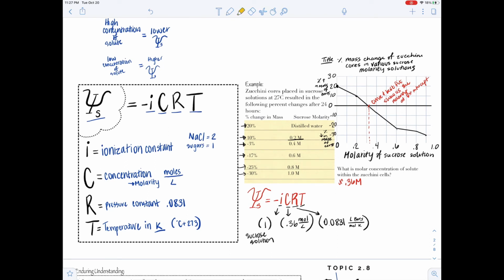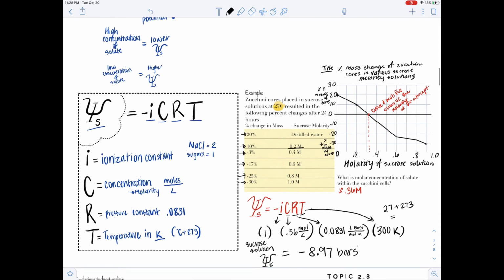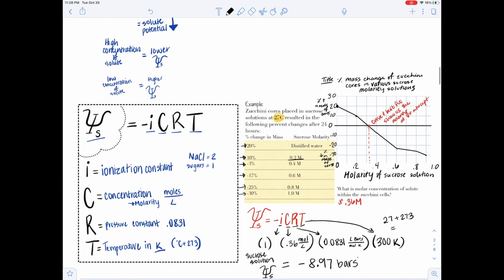And I'm running the units out so you guys can cross out your units and see how you're left with your bars. And T is our temperature in Kelvin. So in the question, they told us that we have 27 degrees Celsius, add 273, so that's 300 Kelvin. We go ahead and multiply it, and remember that we have that negative in our formula, so this is negative 8.97 bars. So our solute potential is negative 8.97 bars.